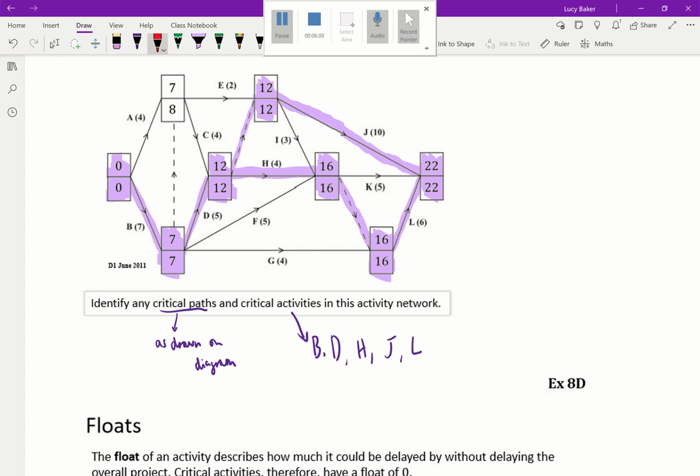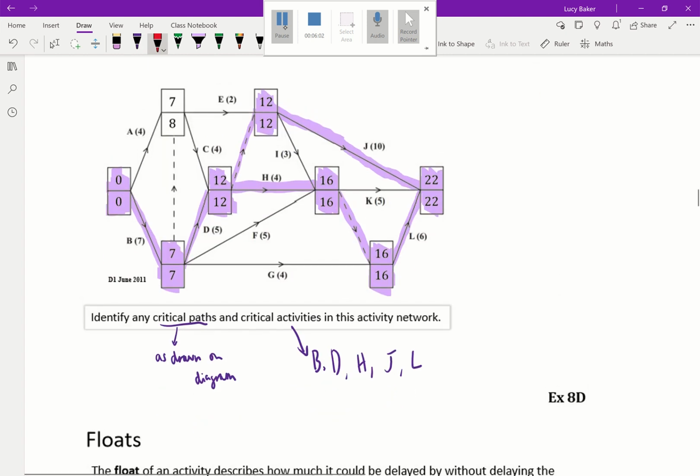Okay, so that's about it for critical activities. Just to help get the hang of that, now let's look at exercise 8D.